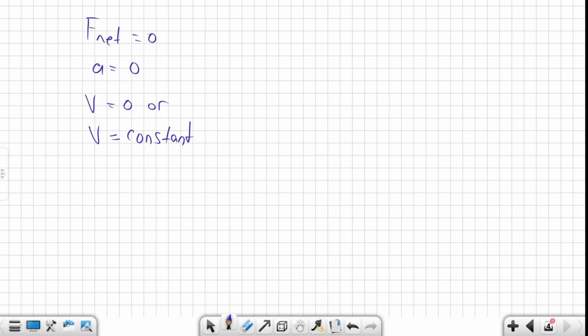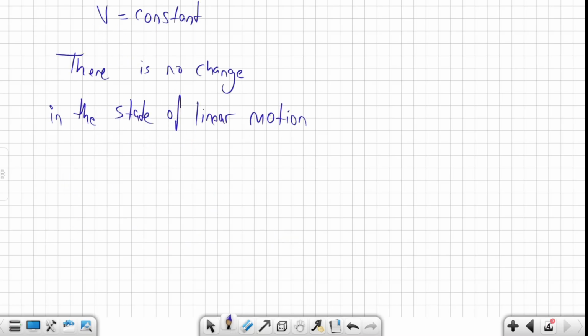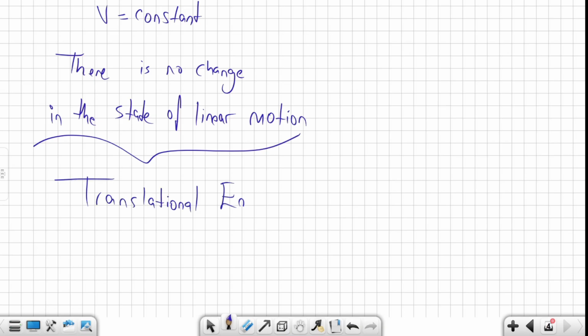So what do you mean by the object being in equilibrium? It means there's no change happening to the state of motion. This is called translational equilibrium. Please remember this. Translational equilibrium doesn't mean that you have translational motion. It means that there's no change happening to the state of translational motion. If you don't have any change, it is in equilibrium. If you have a change, you don't have equilibrium.